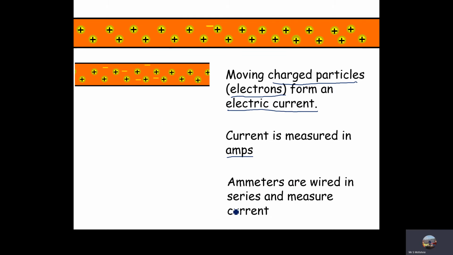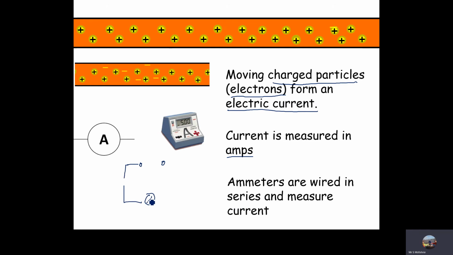Ammeters are wired in series and measure current. All that means is if I was to draw a very simple circuit with a bulb, of course there'd be no gaps in the real thing. My ammeter will always be in line with the wires. It will never be in a separate loop. Moving charged particles, we call these electrons, form an electric current.